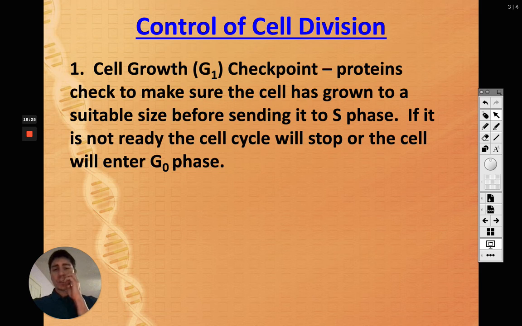During interphase G1, the first checkpoint is during that part of interphase. Toward the end of G1, we're going to make sure that the cell that just left cytokinesis, because they're small at the end of cytokinesis when they are two new daughter cells, has grown to where it needs to. If it's not ready for that cell cycle, we're going to send it to G0. So that's our first checkpoint.